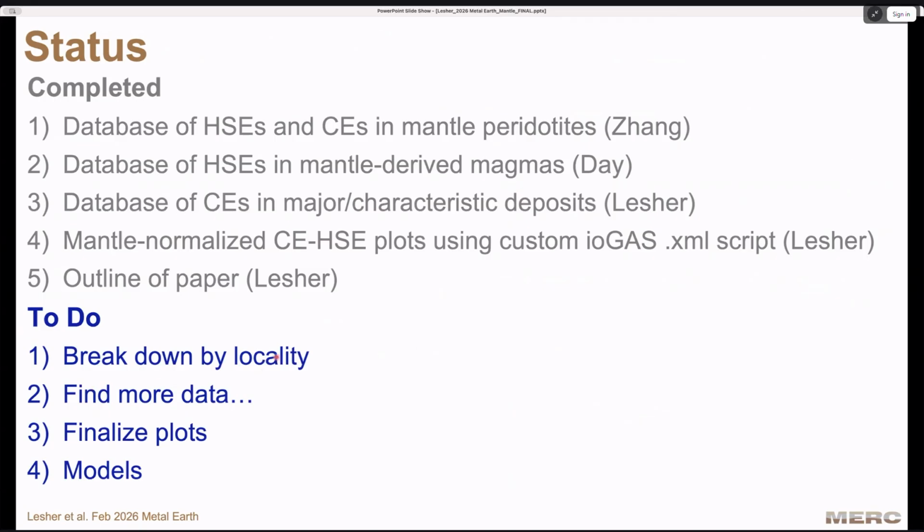I need to break down more by locality. That's all in the database, but in IOGAS, you've got to tweak some things to get it to plot different symbols for different localities, that sort of thing. I need to find more data. That's unfortunate and a bit sad, but I need more data for more elements so that I'm not looking at just rhenium and osmium. After that, I need to finalize the plots and do the models. That's pretty quick, so it shouldn't take too long. So that's where we are on that. Again, I don't know if there are any questions, just a status report.